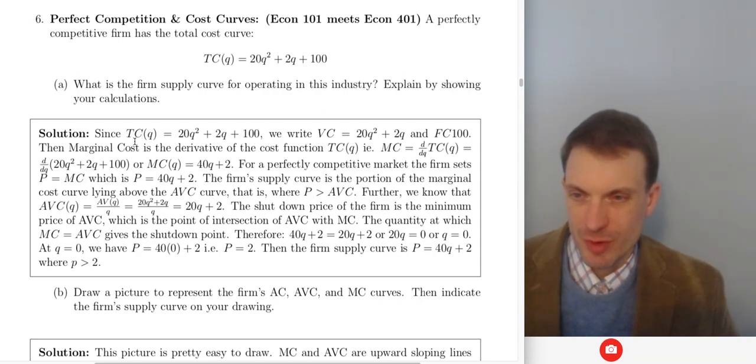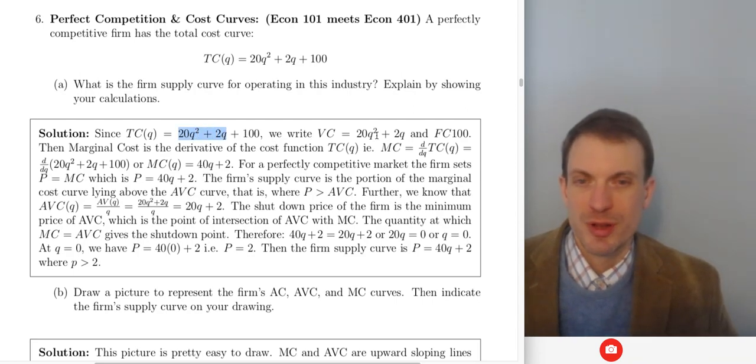All right, so the first thing we want to do, we have our total cost. Let's find variable cost. That's going to be the 20Q squared plus 2Q. That's the part that varies with output. Fixed cost is 100. Marginal cost is the derivative of the total cost function. Right, so that's going to be 40Q plus 2. Right, 40Q plus 2 is marginal cost.